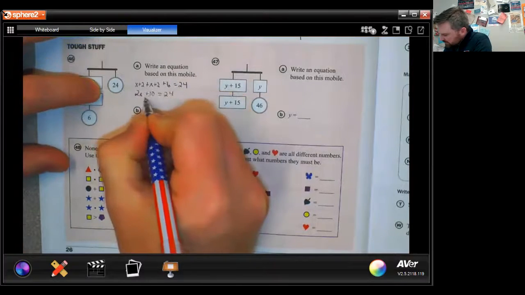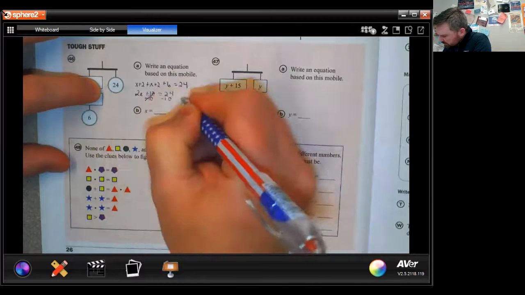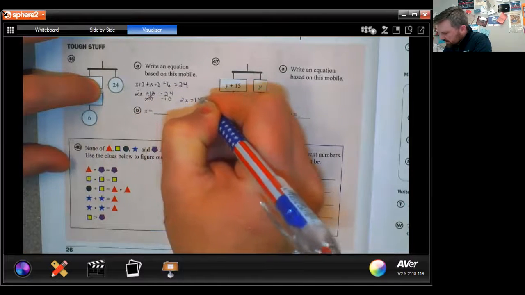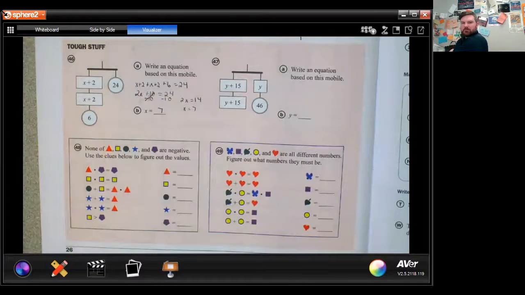I'm going to take away 10 from both sides. So I get 2x equals 14, and then x has to be 7. So x is 7 there.